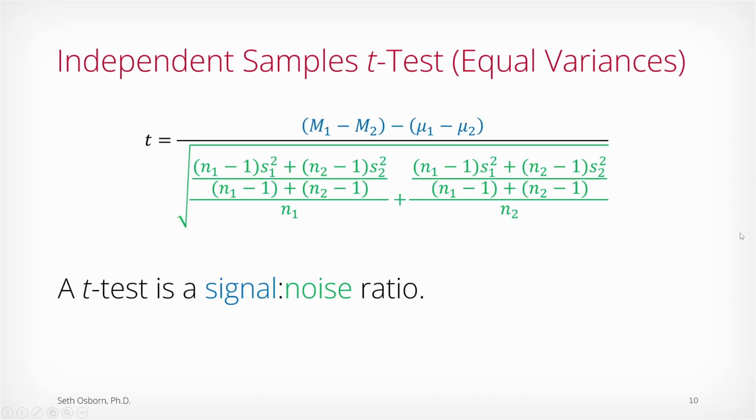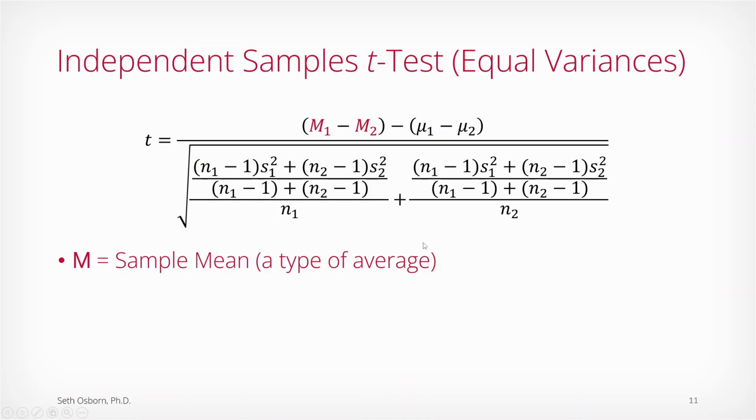So fundamentally, what I'm going to illustrate to you in this video is a t-test, which you'll learn about in Stat 1. A t-test is a signal-to-noise ratio. So it's a fraction, and the numerator is the signal, and the denominator is the noise. Before diving into this, let's just identify each of the variables we see here. So when you see an M, capital M, that is a type of average. That is the sample mean, the arithmetic mean.